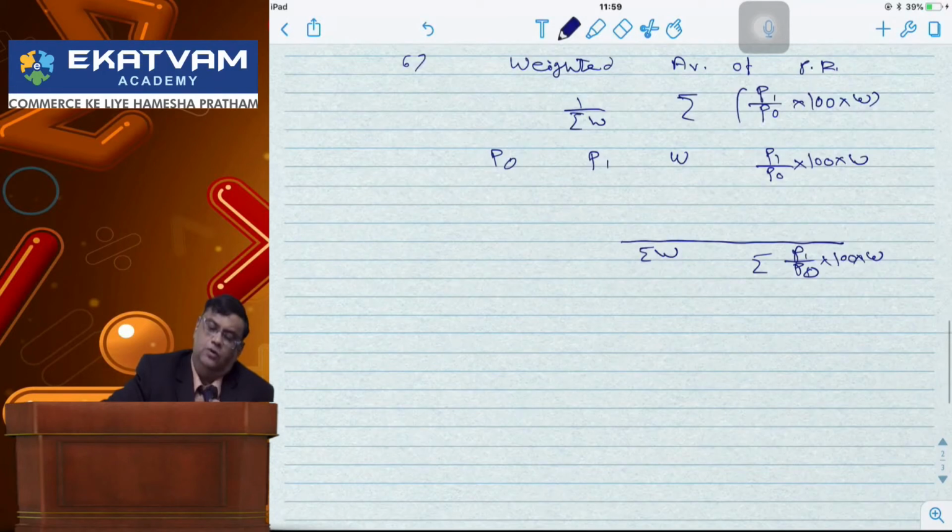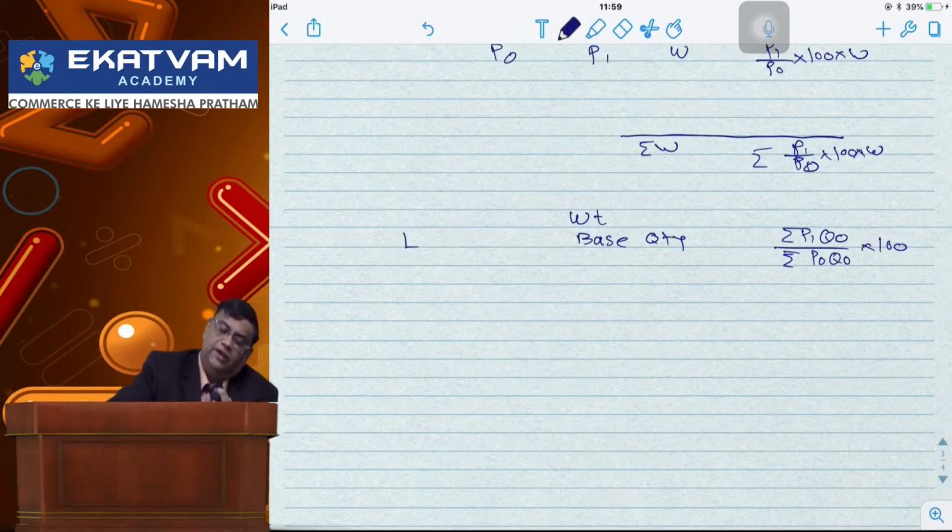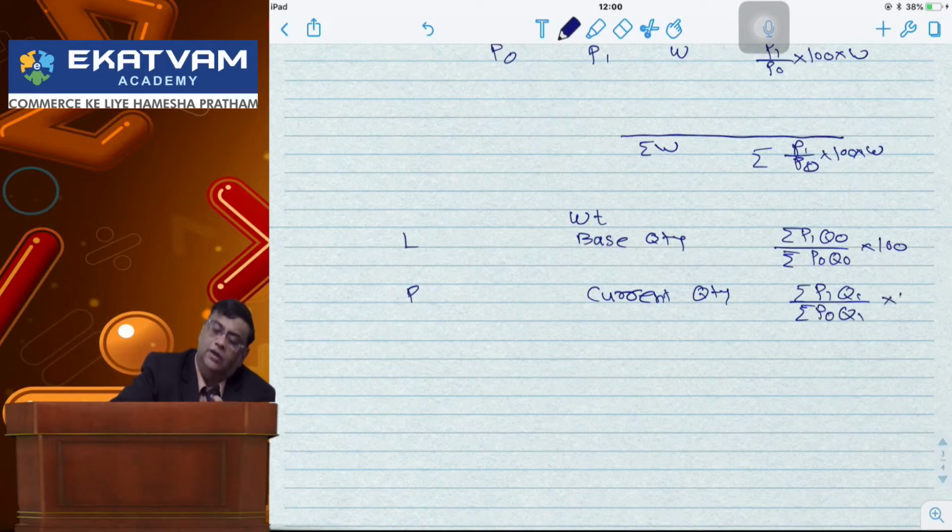Now replace Q. So I'll get last pair. So tell me, last pair, what is the weight? Base quantity. Now this is MCQ. So what is last pair's formula? Sigma P1 Q0 over sigma P0 Q0 into 100. Paasche considered current quantity as a weight. And therefore the formula being sigma P1 Q1 over sigma P0 Q1 into 100.